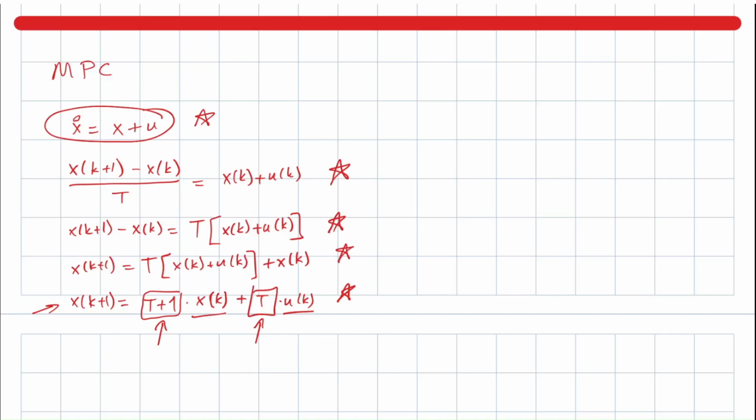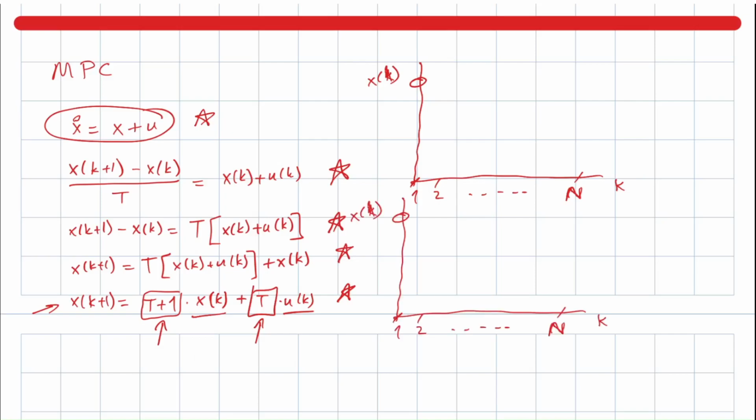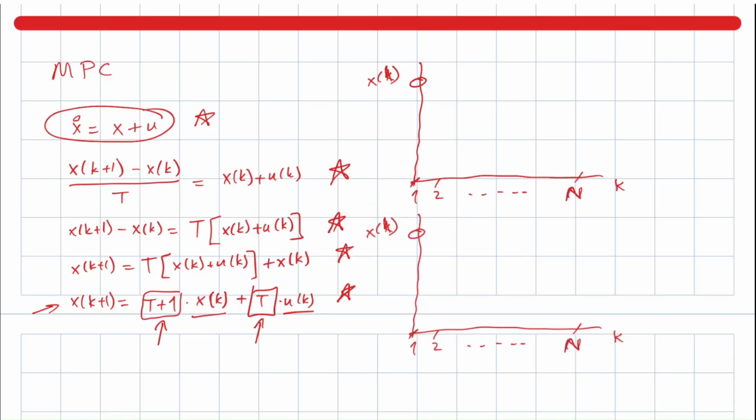Okay, so here this is k, and maybe this is our x of k plus 1, and this is for k equals 1, k equals 2, dot dot dot, up to capital N. All right, and here maybe I should copy and paste. And here this is u.